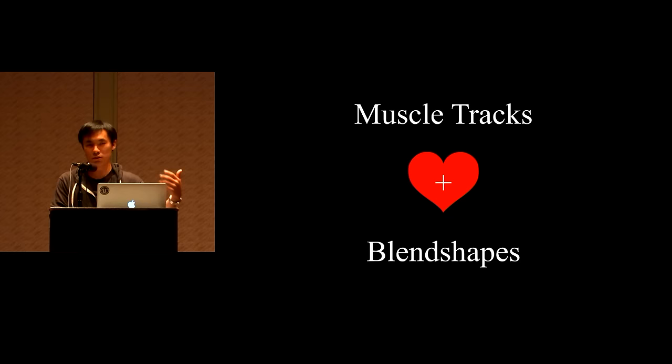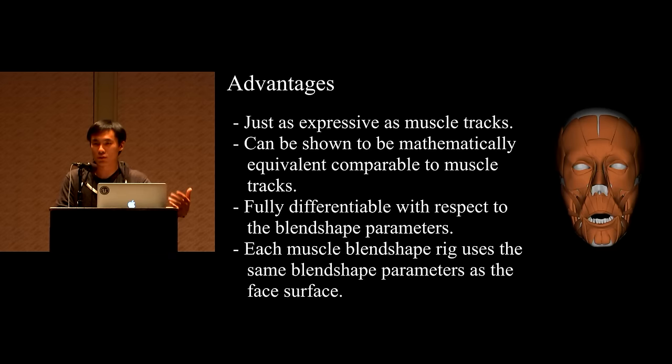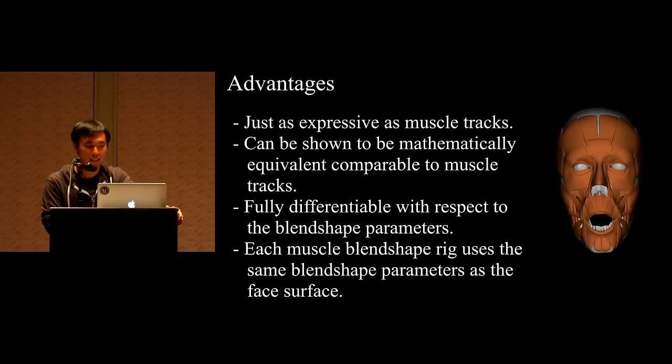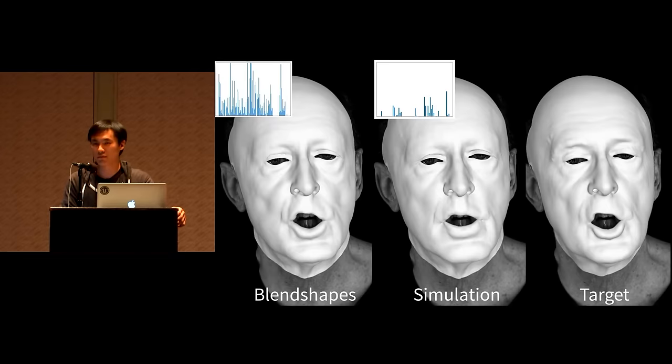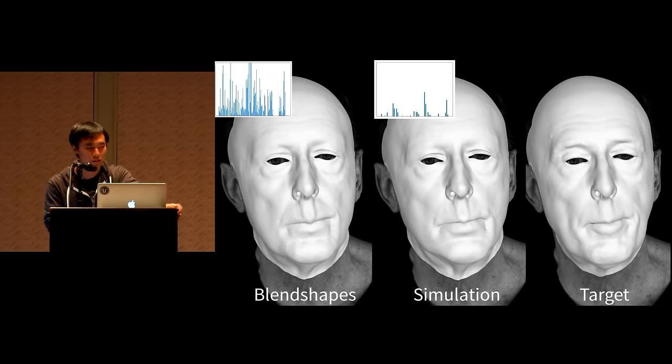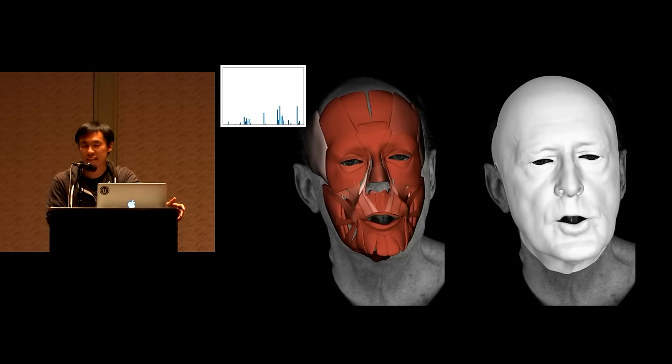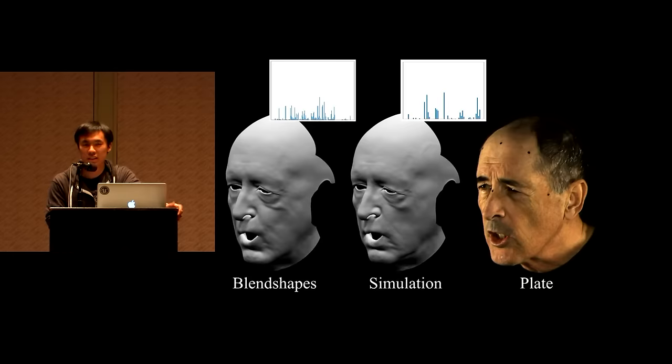In 2016 with the more traditional blend shape models. And this allows us to have a fully differentiable model while still maintaining the expressiveness of the muscle tracks. And additionally, we can also show that this is more or less mathematically equivalent to the muscle tracks of Cong et al. And so we will show in a number of examples that our model produces geometric results that are nearly identical to the blend shape model while still preserving volume and introducing some physical properties that are hard to get using a blend shape model.